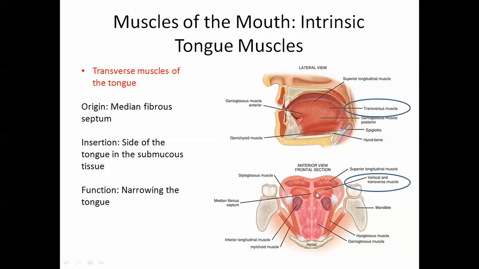And then the transverse fibers run this direction, more on the horizontal plane. When they shorten, they come closer together, so this muscle becomes narrow and tall. So they narrow the tongue. So the vertical muscles flatten the tongue, whereas the transverse muscles narrow the tongue.